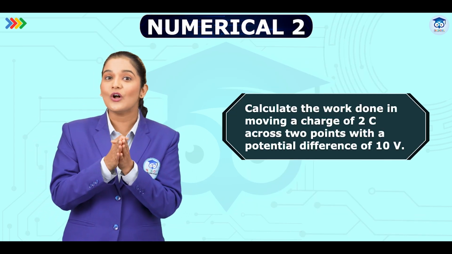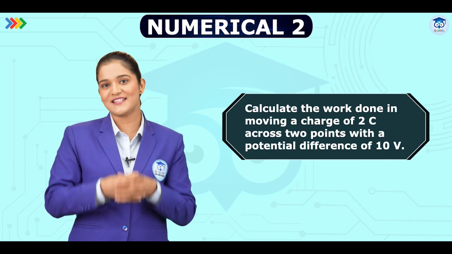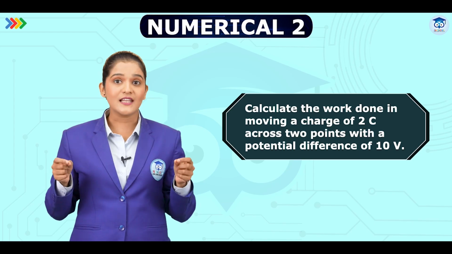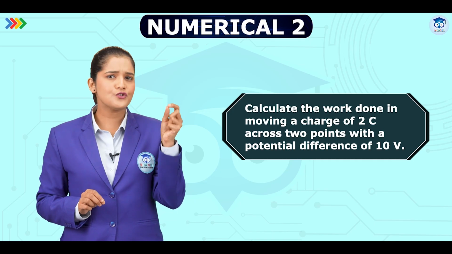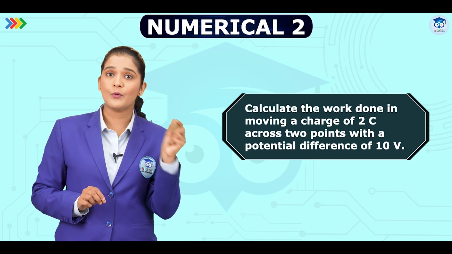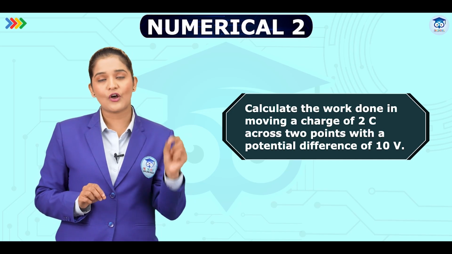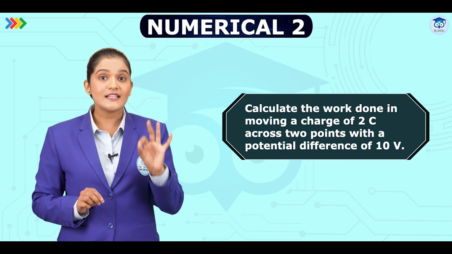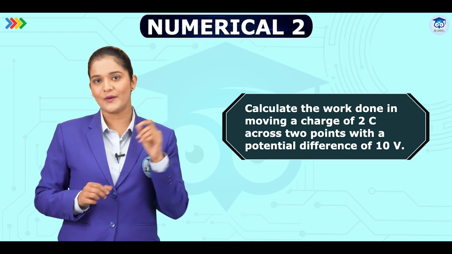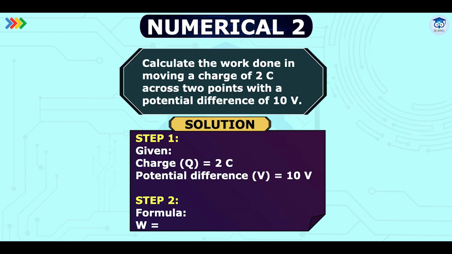Let us now solve the second numerical step by step. The problem states, calculate the work done in moving a charge of 2 coulombs across 2 points with a potential difference of 10 volts. In the first step, we identify the given values from the question. The charge Q is equal to 2 coulombs and the potential difference V is equal to 10 volts.